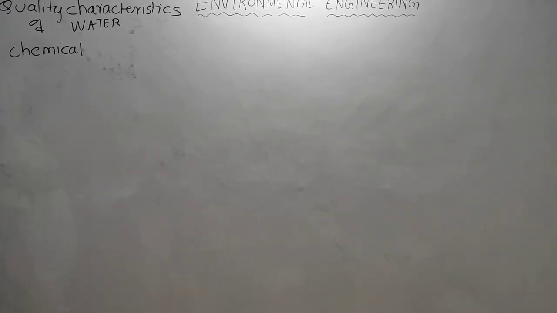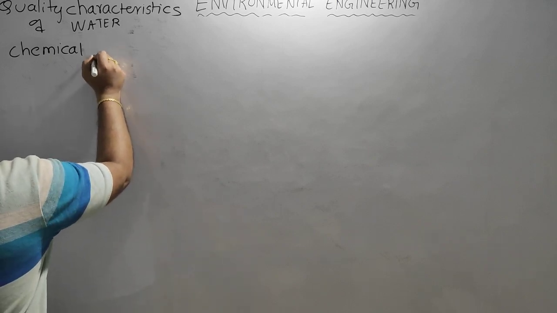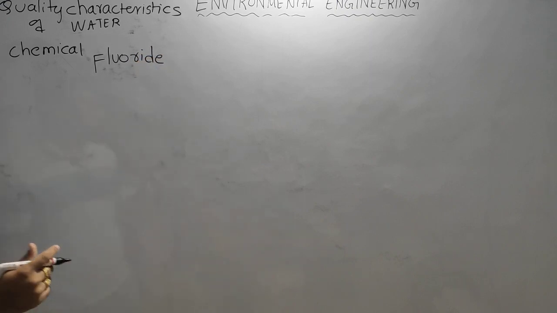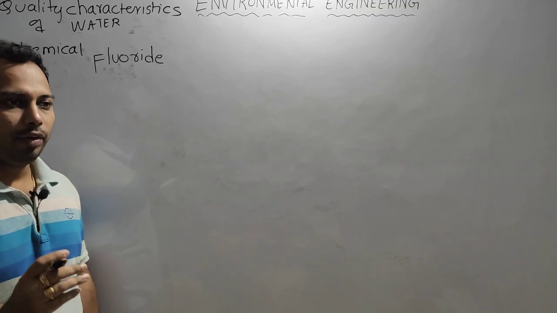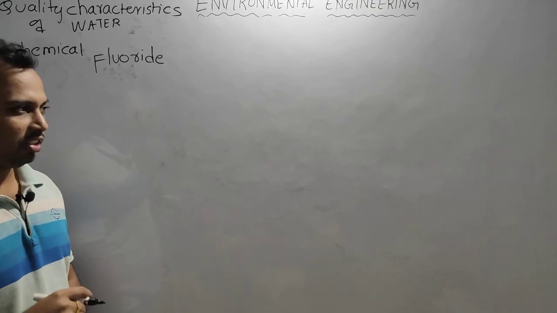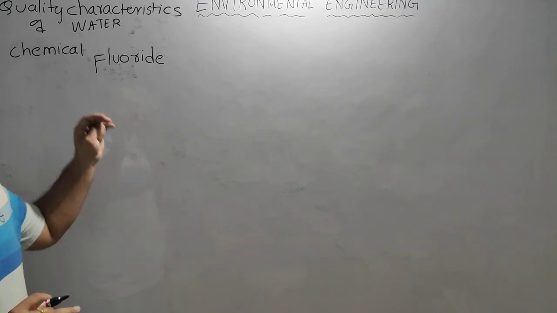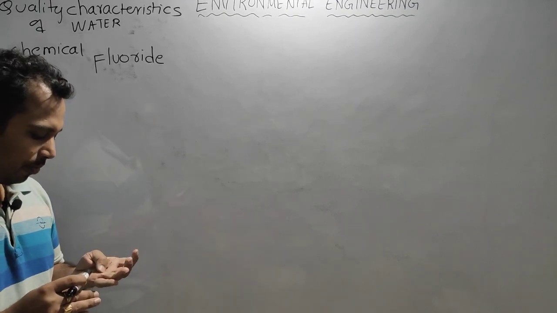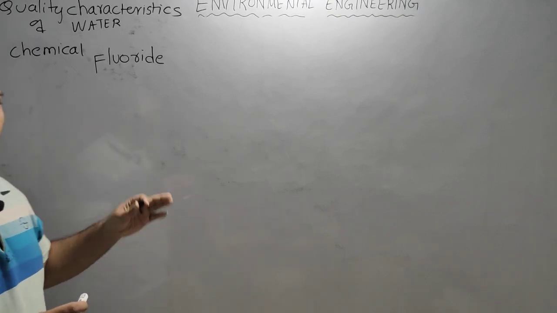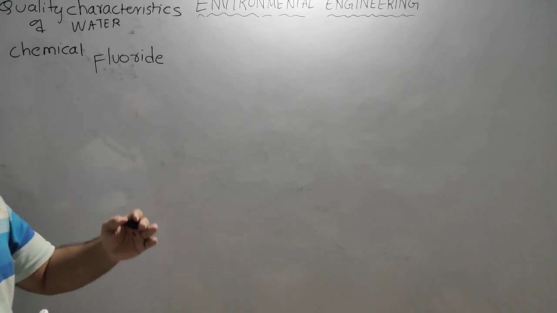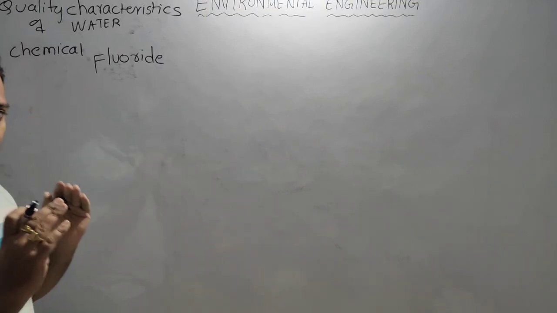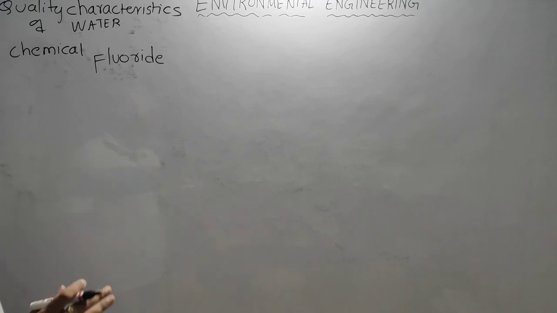Now next is fluorides. See, fluoride is a special kind of chemical impurity because if it is less, it is harmful, and if it is more, it is also harmful. Whatever impurity we discuss, we always say it should not be more than a maximum limit. But fluorine is not like that. It should be kept within specified limits.